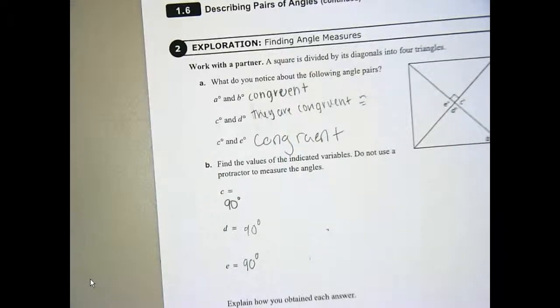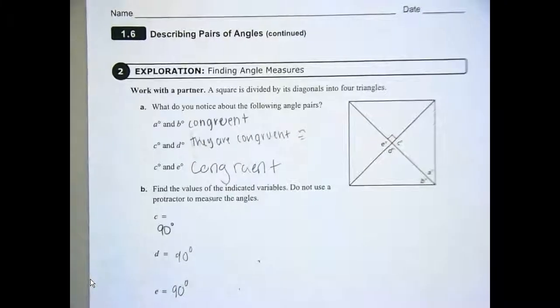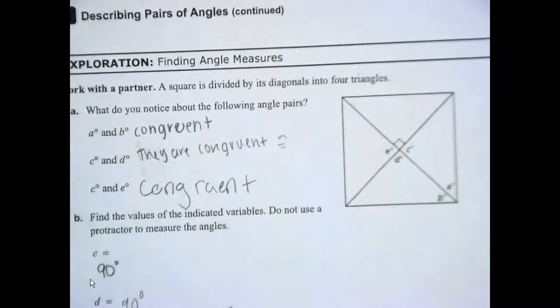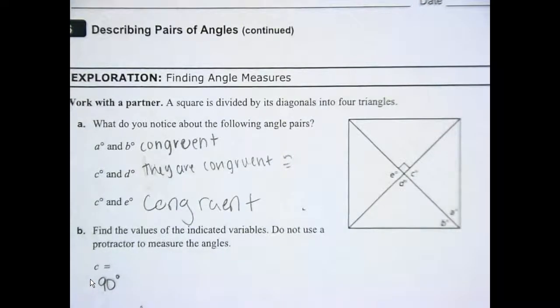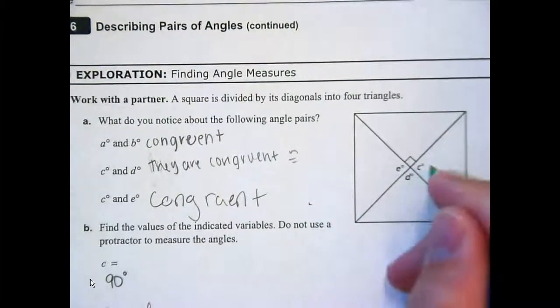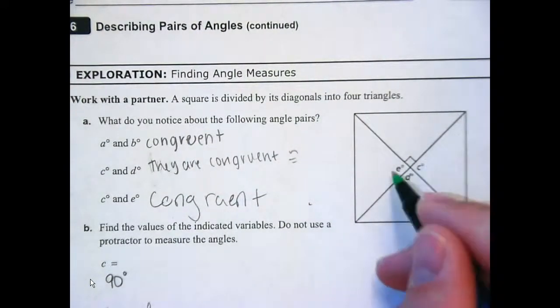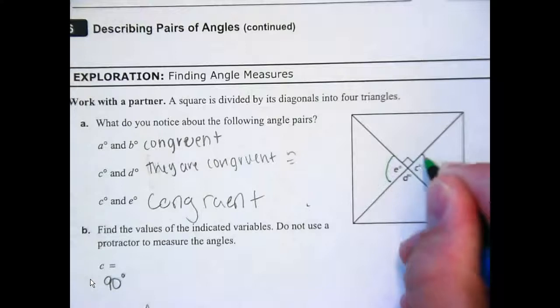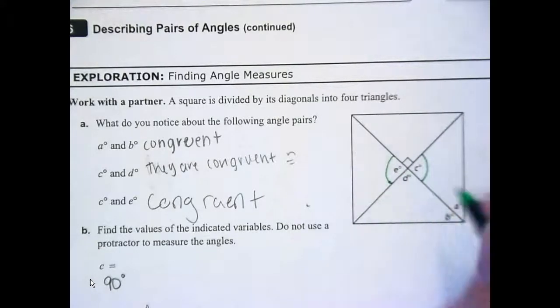All right, let's check them out. So A and B are congruent, it said. Are they congruent? How many agree it's congruent? A and B. Okay. C and D, are they congruent? How about C and E? Are those congruent? What are these called? Vertical pair. Okay, those are vertical angles. So we're good there. Those are congruent.